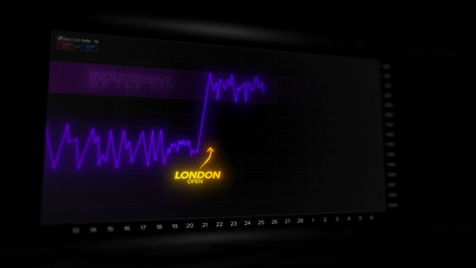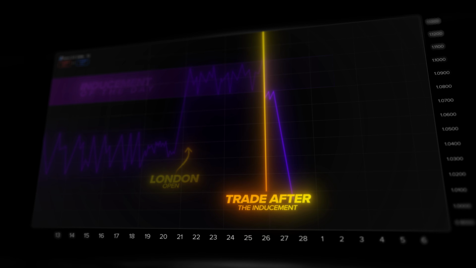The market moves after the inducement of the day has been found, and the market is going to be pivoting around that inducement of the day. Either you trade up to the inducement of the day, or you trade after the inducement of the day. That's what we mentioned in the last video. The pivoting point in each day of price action is that inducement of the day. And you need to know what it is, how to find it, how to confirm it, and then trade around it.